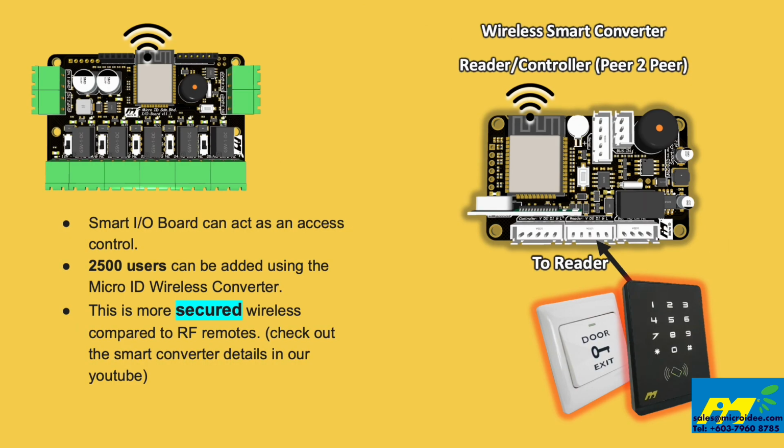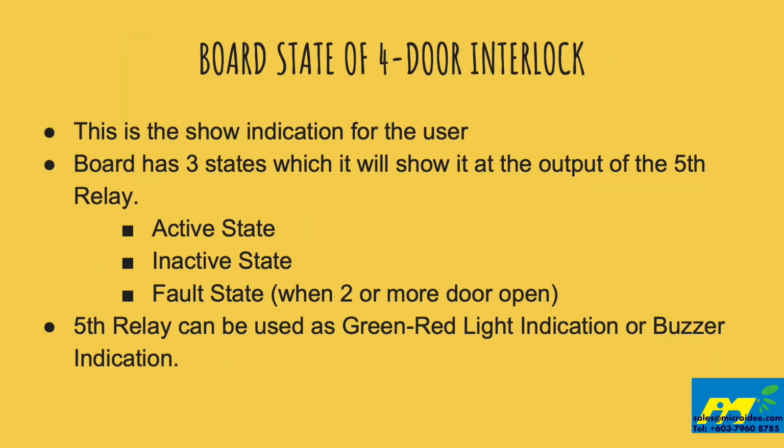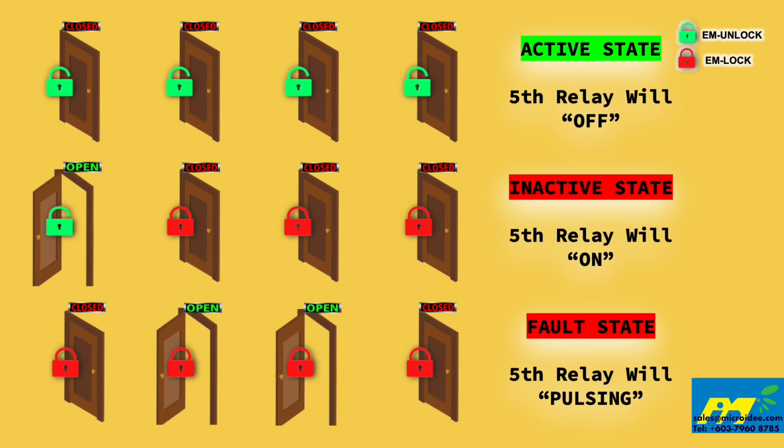Using microID's wireless smart converter, you can use the I/O board as an access control with interlock function. The smart converter can support up to 2500 users. And this wireless is more secure, with AES 128 encryption, than the 433 RF remote. Well, in 4-door interlock, we also have a fifth relay as the light indication, where it has active state, inactive state, and false state. False state is when two or more doors are open.